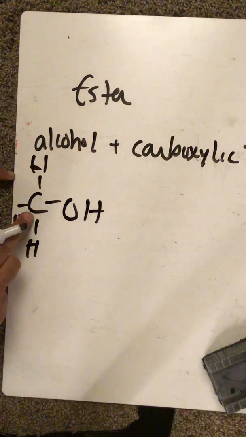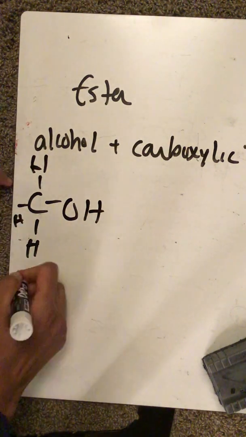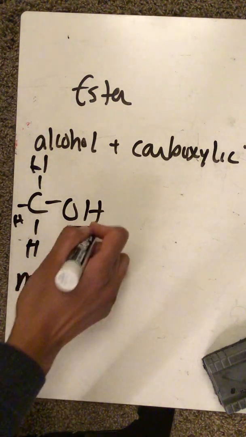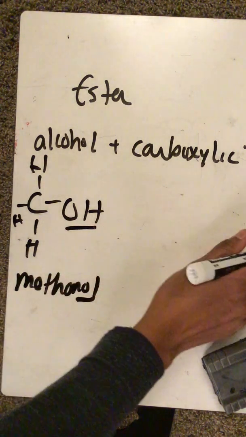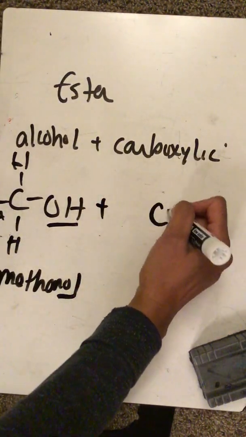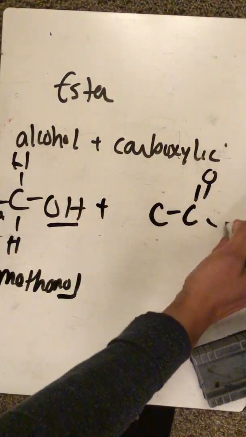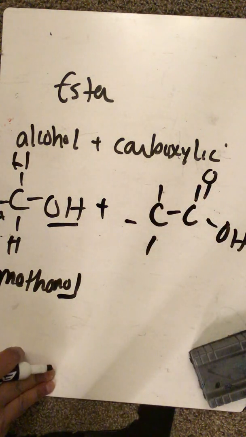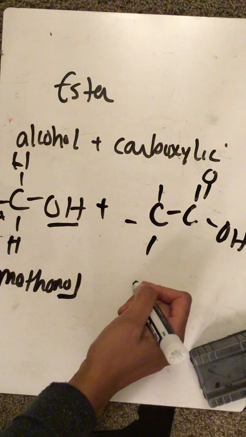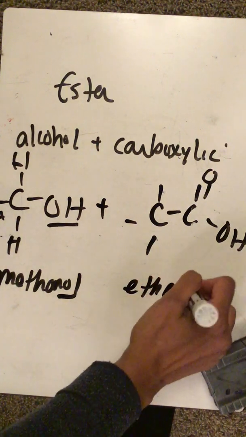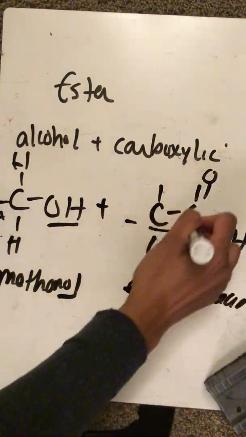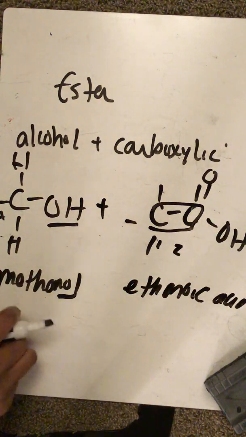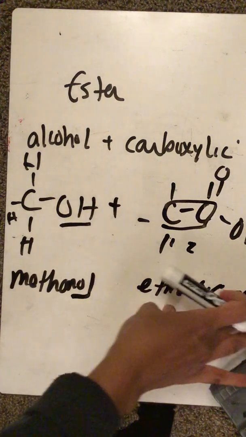And what's the parent chain? Well, there's only one carbon. So, hey, this is methanol. The ol ending because that's an alcohol, OH, plus a carboxylic acid, C double bond O, OH. Hey, guess what? I know this is a carboxylic acid because it has an OH and an O, and the name of this is ethanoic acid because the longest parent chain is 2 carbons. See, this is methanol. This is ethanoic acid.